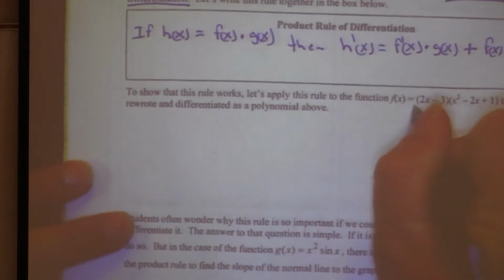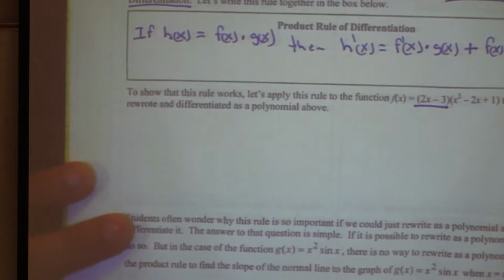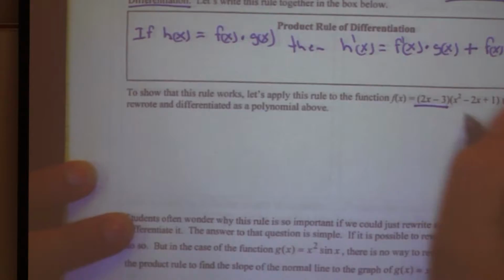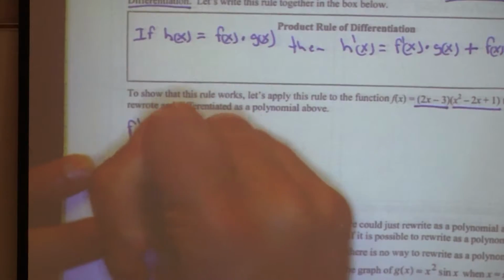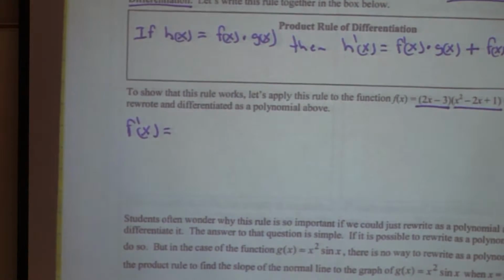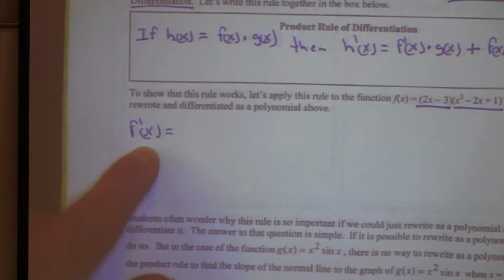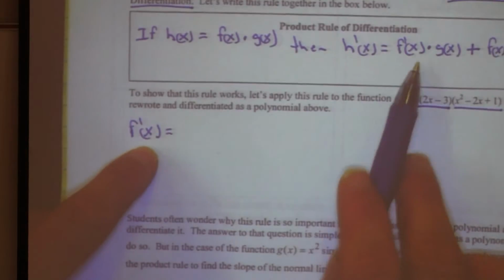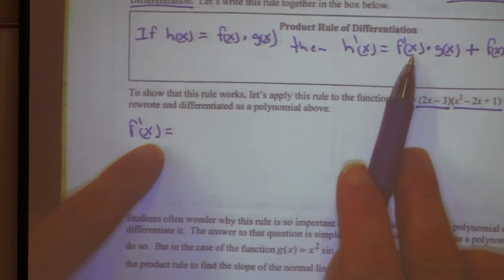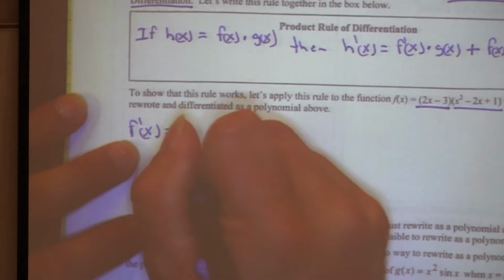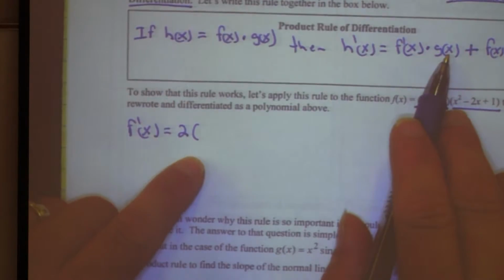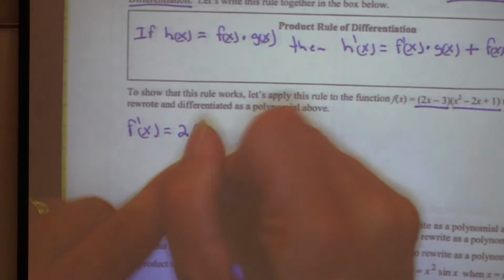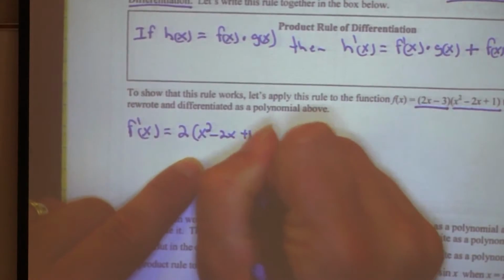Which one's the first function? 2x minus 3. And which one's the second function? Alright, so the cool thing about this one is when you're applying the product rule, you're already automatically getting the derivative. Okay? So I'm already labeling it as f prime. So what was the rule? What did it say? Derivative of the first. So what's the derivative of this? 2. 2 times what? The second, right? So times all of that. We don't touch it. x squared minus 2x plus 1.